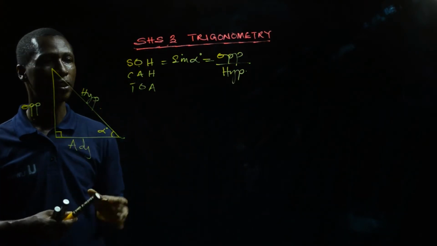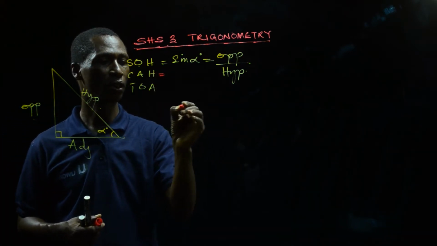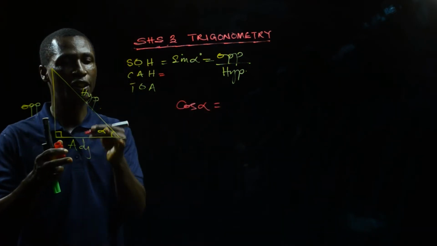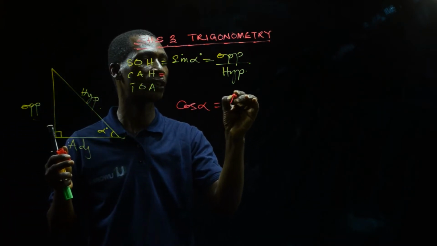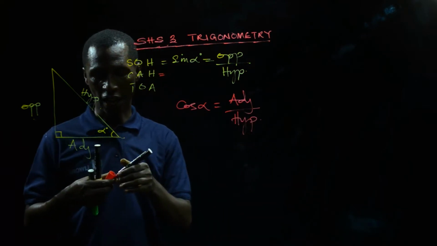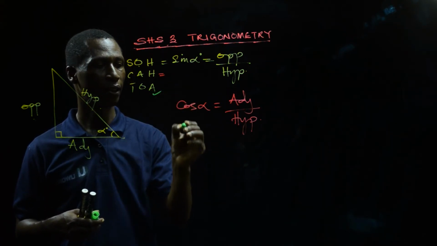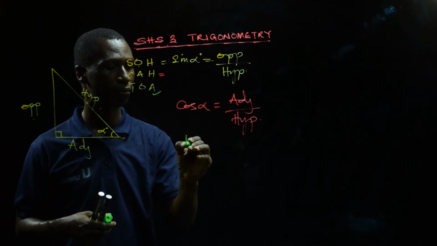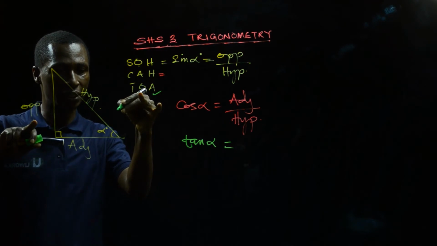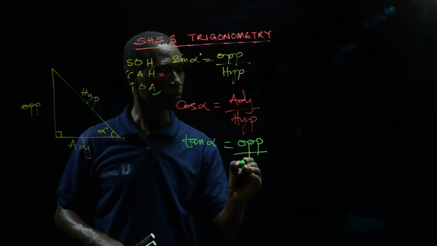Good. Then the next one, which is cos alpha. Let me bring it down. That is cos alpha, which is adjacent on hypotenuse. Then last, not the least, is TOA, tan theta. This is TOA, tan alpha, which is opposite on adjacent.